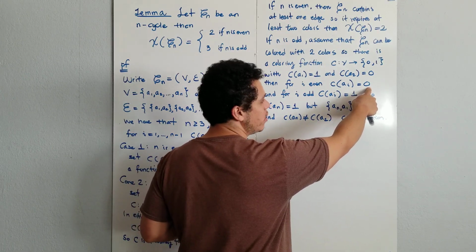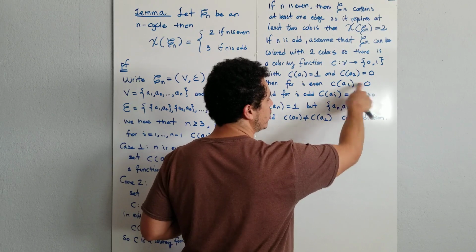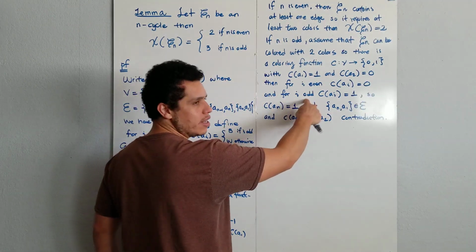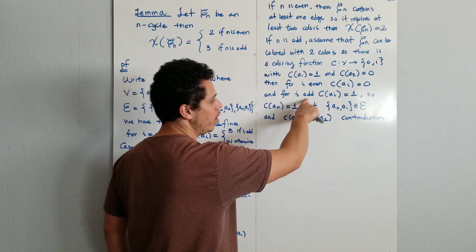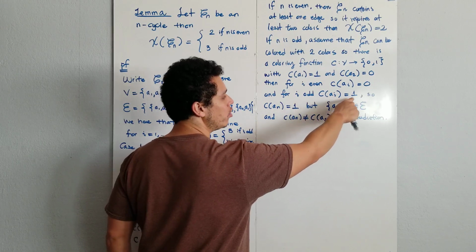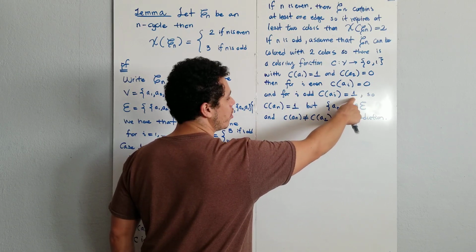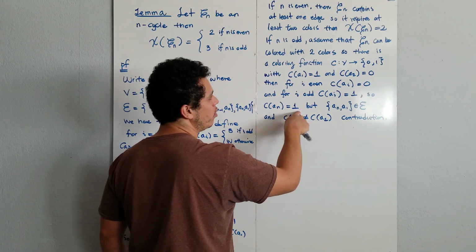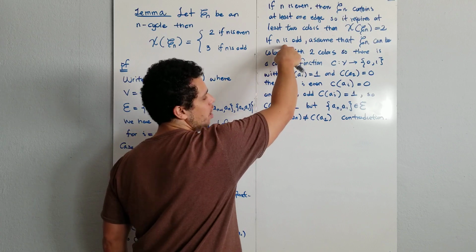So those vertices of even index will be colored with the color 0. Those with an odd index will be colored with color 1. So we will have that ACN is equal to 1. Well, why is that? Because n is odd.